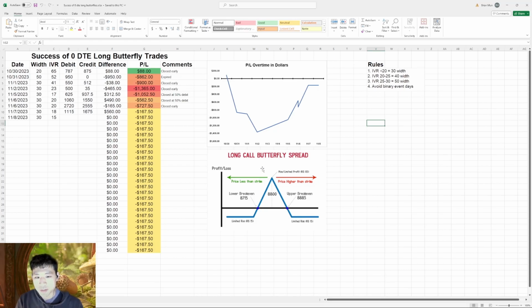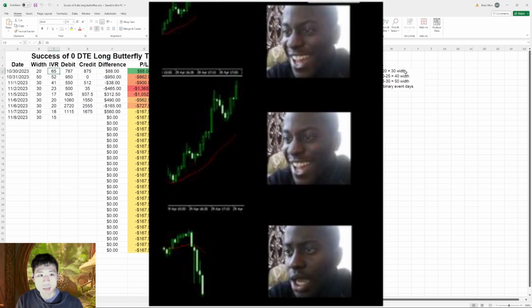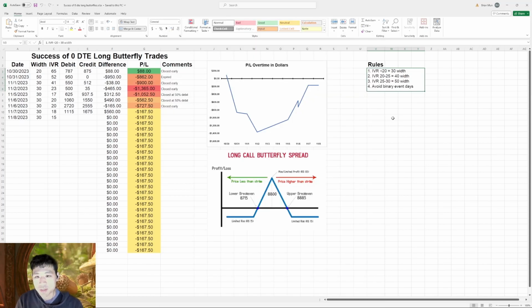I have on the right side the long butterfly spread example, and this is basically when I started, the day before Halloween. The first mistake I did was I have a set of rules right here, and this is based off of what Tasty Trade laid out.